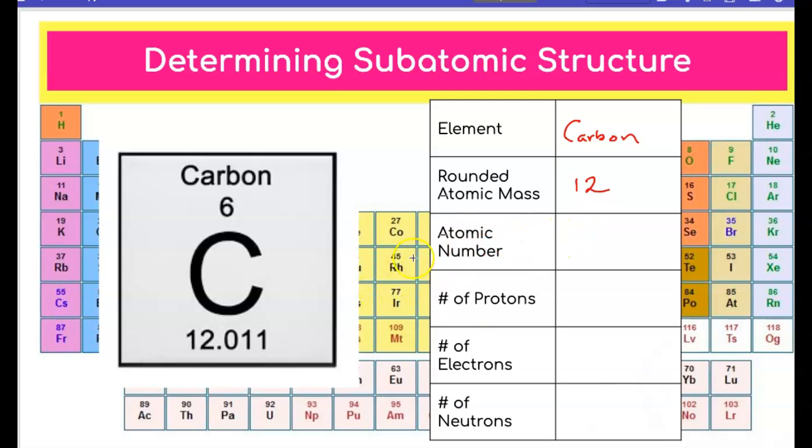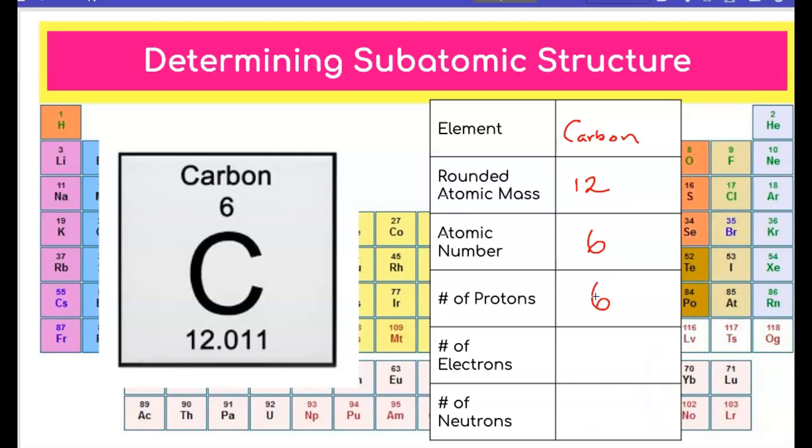Then I'm going to record my atomic number, because I also know I'll need that. I look up here at the top of my square, and I see my atomic number is 6. Now we can get started on determining our subatomic structure. So I know in order to determine my number of protons, I simply need to look at my atomic number. In this case, my atomic number is 6, telling me that in an atom of carbon, we have 6 protons present. Now I can go ahead and add that to my model.